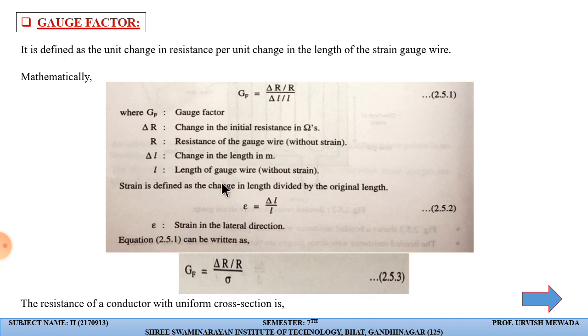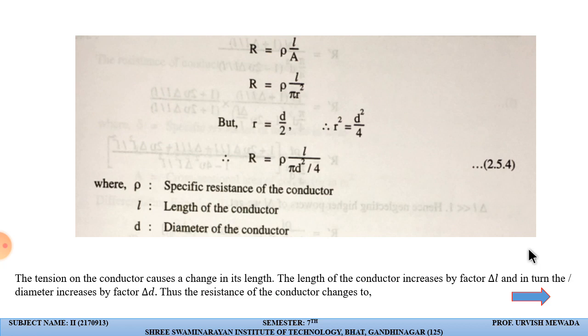The resistance of a conductor with uniform cross section is R is equal to rho L by A, as we know. The area of the wire is pi r square, so R is equal to rho L by pi r square. Here r is the radius, so it is d by 2, and r square will become d square by 4. Putting this in the equation, R is equal to rho L by pi d square by 4. This is equation 2.5.4, where rho is the specific resistance, L is the length of the conductor, and D is the diameter of the conductor.